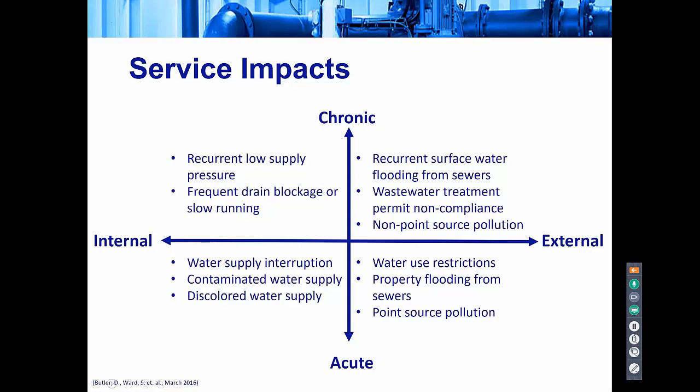So something happens to your actual system, but that means something to those who rely on that system to begin with. So things like recurrent low-level supply pressure is something that is chronic and something that can be dealt with internally, but that is definitely a service impact that can hurt your ratepayers. Another one is recurrent surface water or flooding from sewers, right? So this is something you might want to consider and plan for. Or maybe you have a contaminated water supply, right? Pipe broke or something of that nature, and so now you have this service impact that you need to take care of. Or even an external acute issue, which is maybe you have water use restrictions because something fell apart.